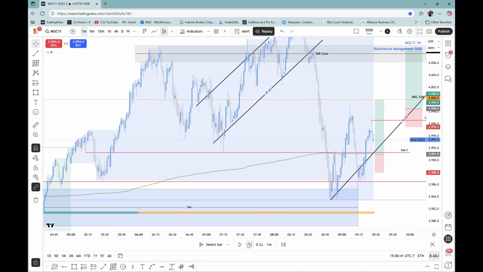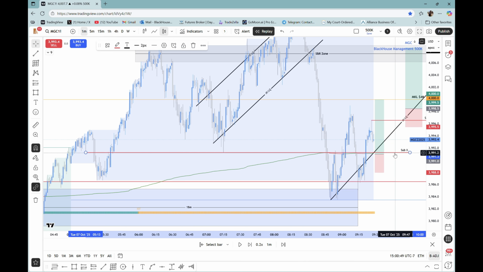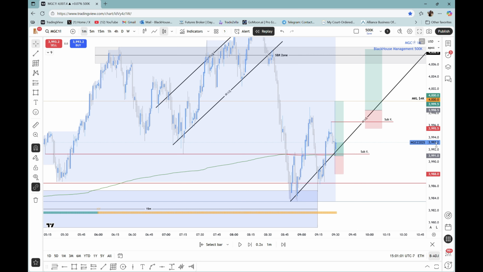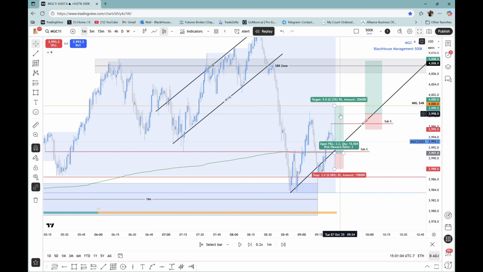Now let's look at where the entry was. Being that we broke this level, and we already saw that this was being used as a level of resistance, now let's try it as support. Boom, we came down and we hit that level. Give ourselves a 3-point stop. 3 points, we can risk 90 points. That's a 3-to-1 risk reward.